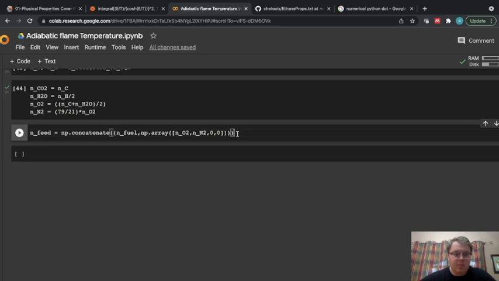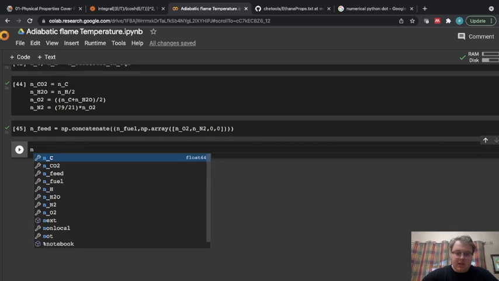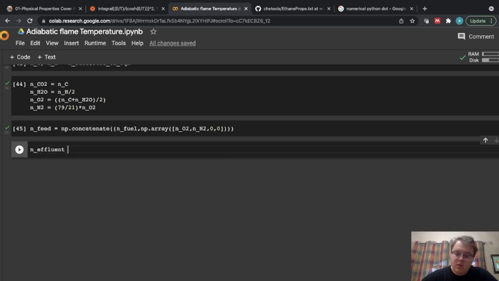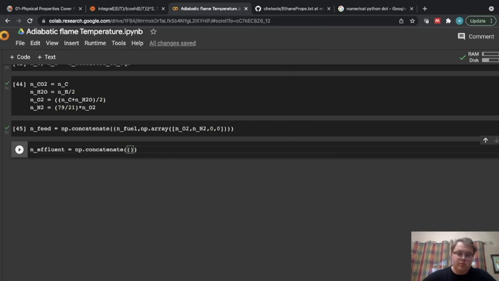And that should make up the combined array for my feed going into the system. So now I need to set up the combined array of moles coming out of my system, so my effluent. So this will be, again, another np.concatenate of fuel and elements leaving the system.